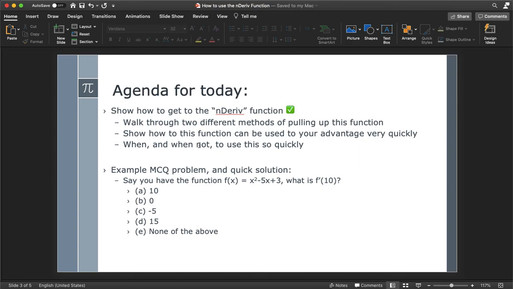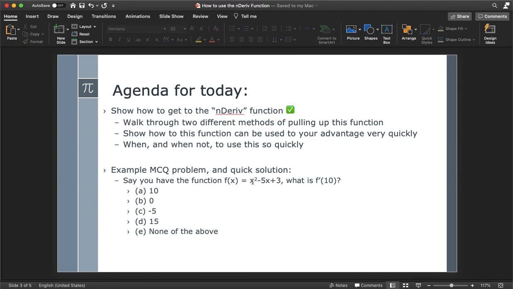I just don't use it for problems where you're required to show work, because if you just plug in the expression and then get the derivative and just show what the derivative is, chances are you're going to lose points, because your grader will not be able to tell where you got your answer from.